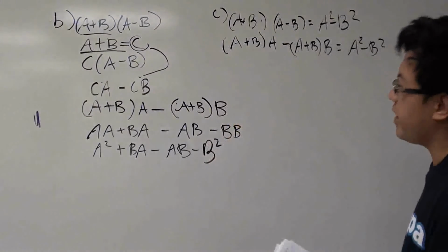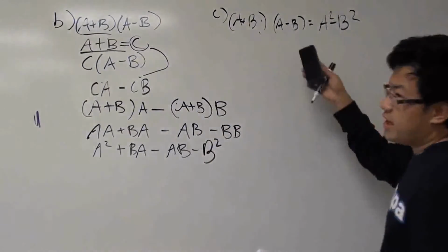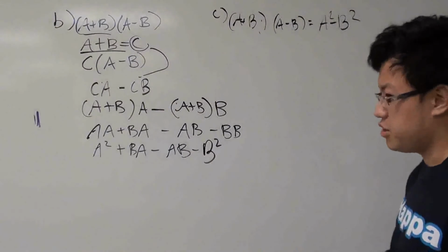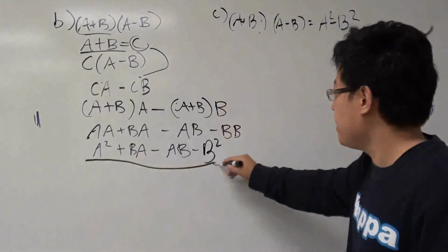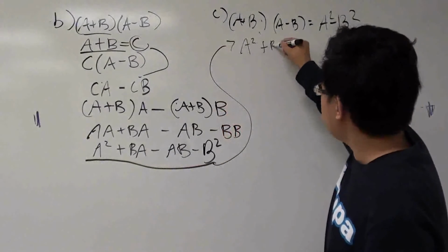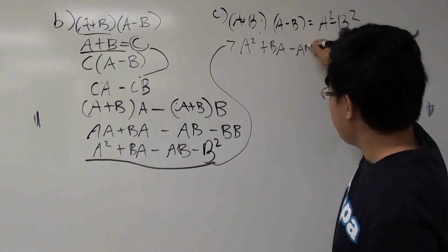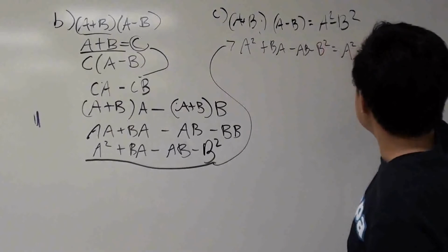Okay, so this is where it comes in. My bad, I was going to do that in C, but you could do it in B, it doesn't matter. I want this for C, and I'll tell you why. A squared plus BA minus AB minus B squared equals A squared minus B squared.